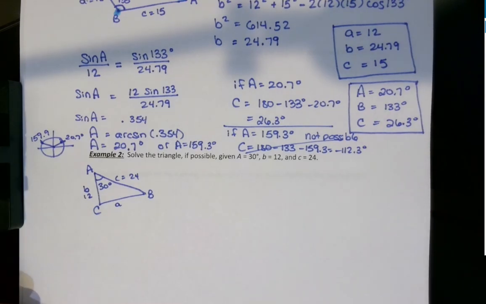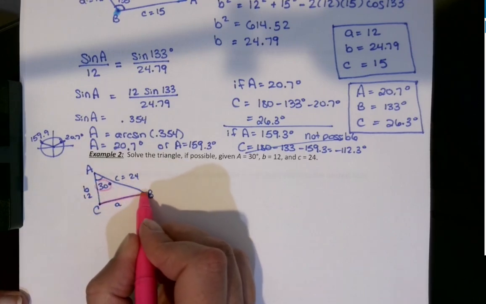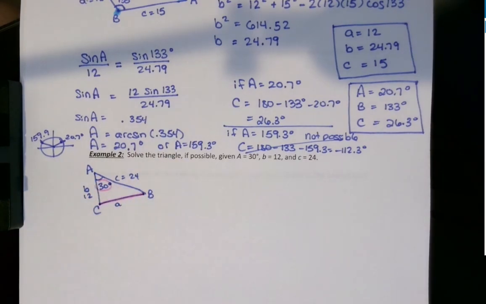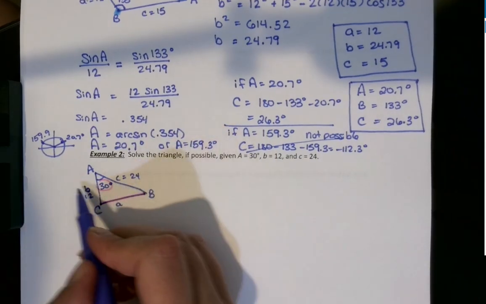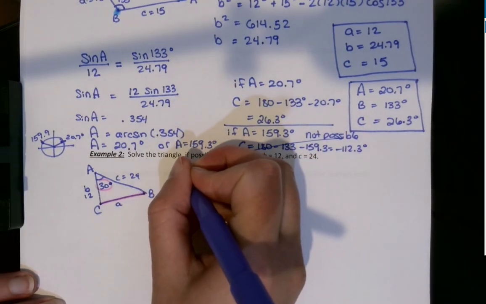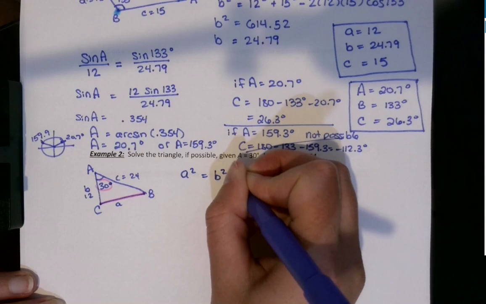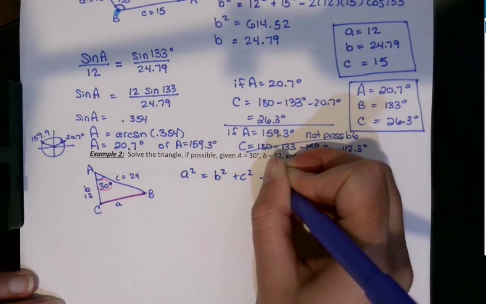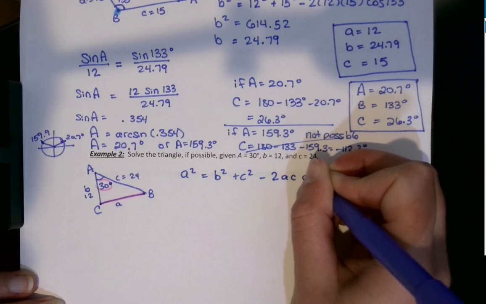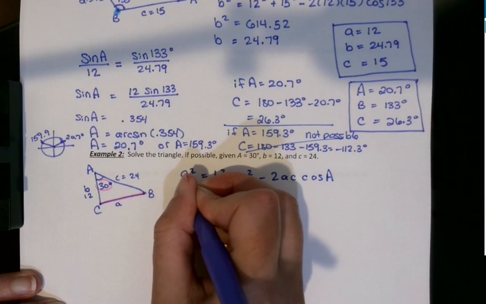And I don't have a pairing of an angle and a side again. The only angle that I know is across from an unknown side. So I will have to start with the law of cosines to find that side. It's the only option. There's no pairing making law of sines possible as the first step. So we'll start here with a squared equals b squared plus c squared minus 2ac cosine of angle A. We're looking for a squared.